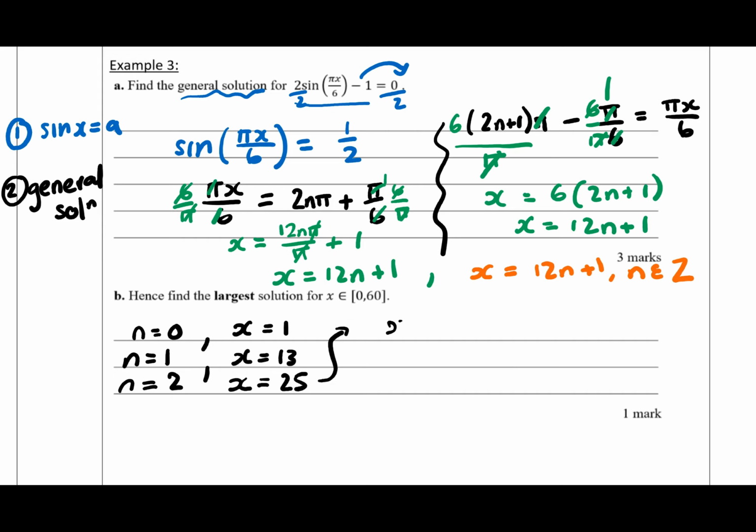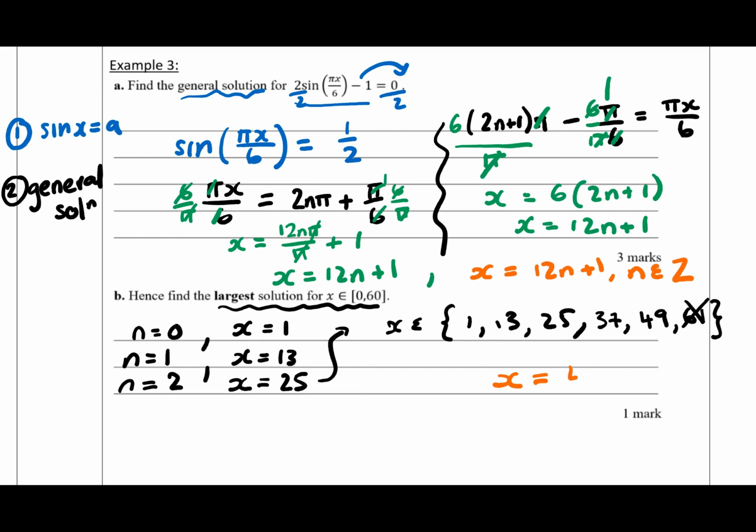So my answers for x so far are 1, 13, 25. The next one will be 37. The next one would be 49. And the one after that would be 61. Now 61 is too big. So if we're finding the largest solution between 0 to 60, the largest solution would be x equals 49.